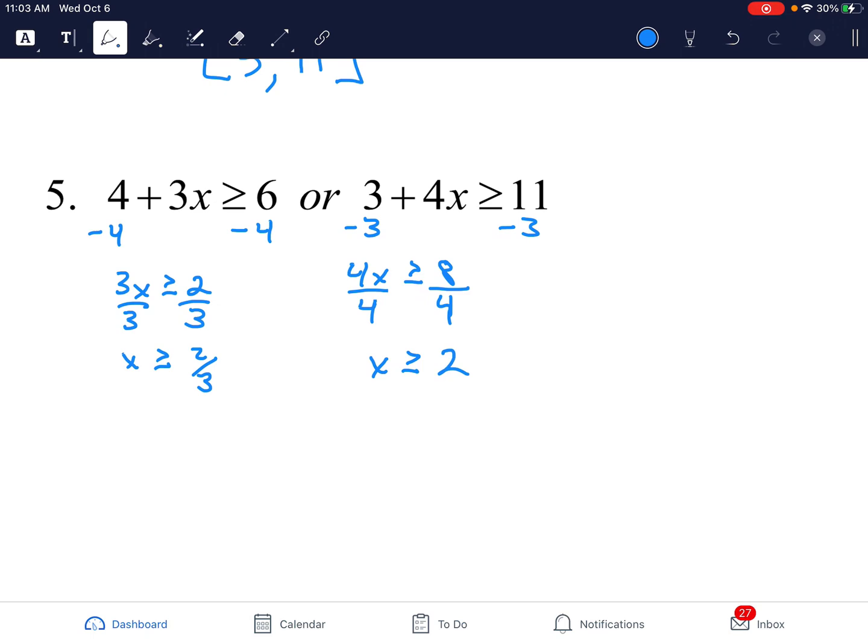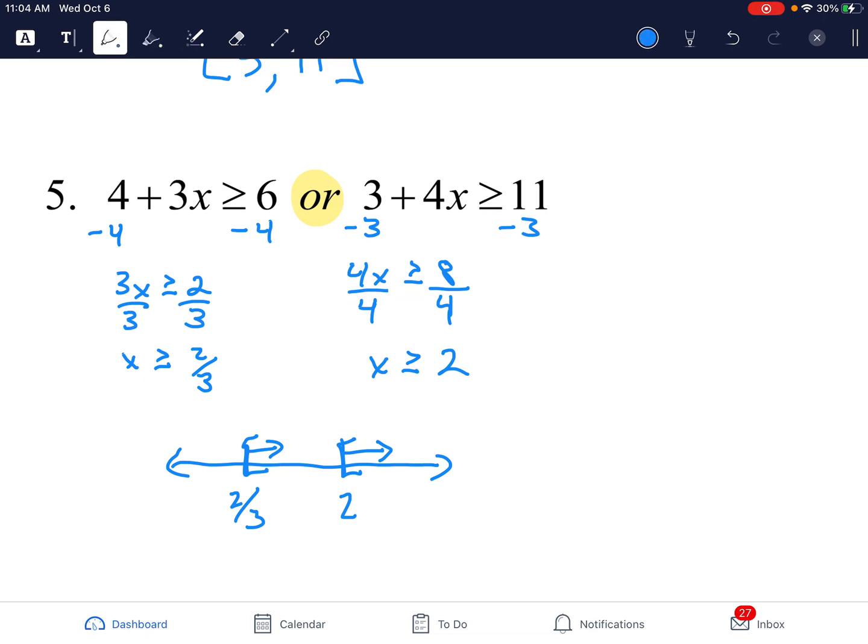All right, so graph this. We have 2/3 with a bracket going to the right. We have 2 with a bracket going to the right. Now this may seem a little bit weird. That's okay. Again, this is an or question, so they do not have to overlap to make the answer correct.